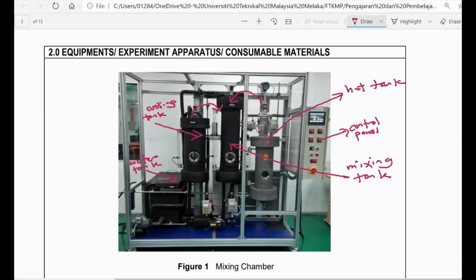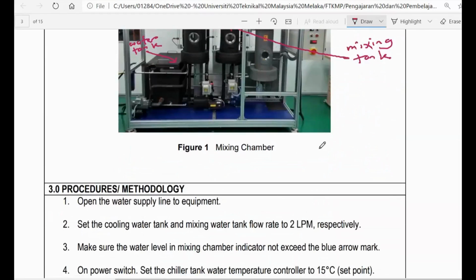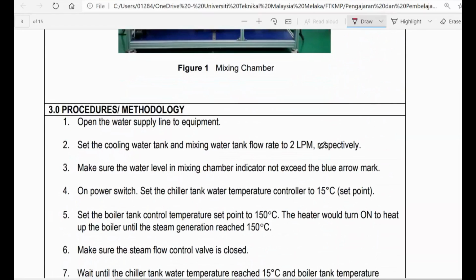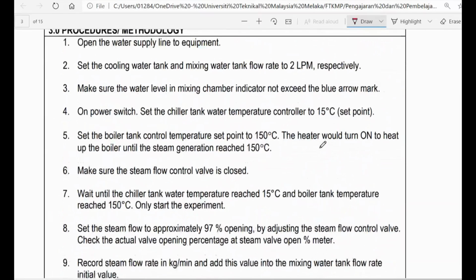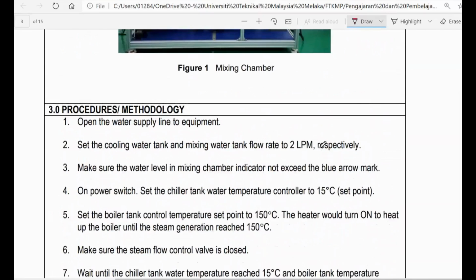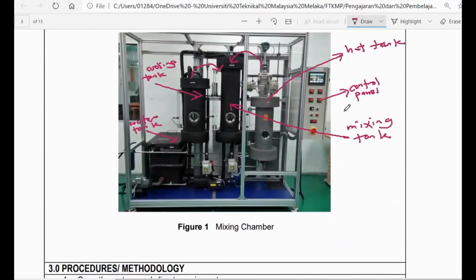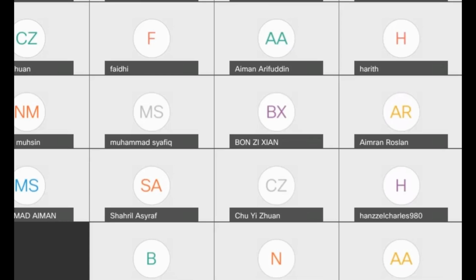So what happens inside the mixing tank in terms of thermodynamic properties? For the procedures or methodology, steps 1 until 10, you can read later. It is also explained inside the video. Let me share the video first.